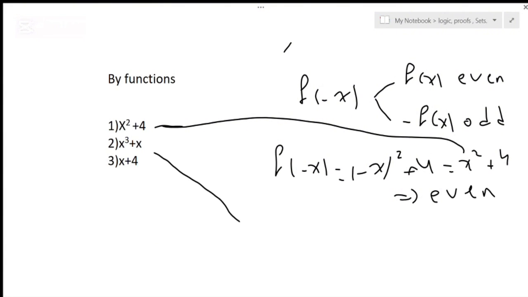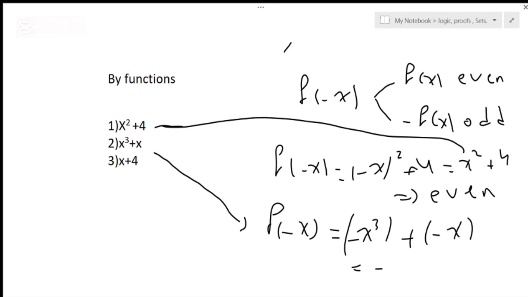However, in the second one, it's x power 3 plus x. If we find its f of minus x, as you know, the power 3 and the power 1 will keep the minus, then it will be minus x power 3 minus x, which is equal to minus f of x. So if we multiply the function by minus, it will be minus x power 3 minus x, which shows that it's an odd function.